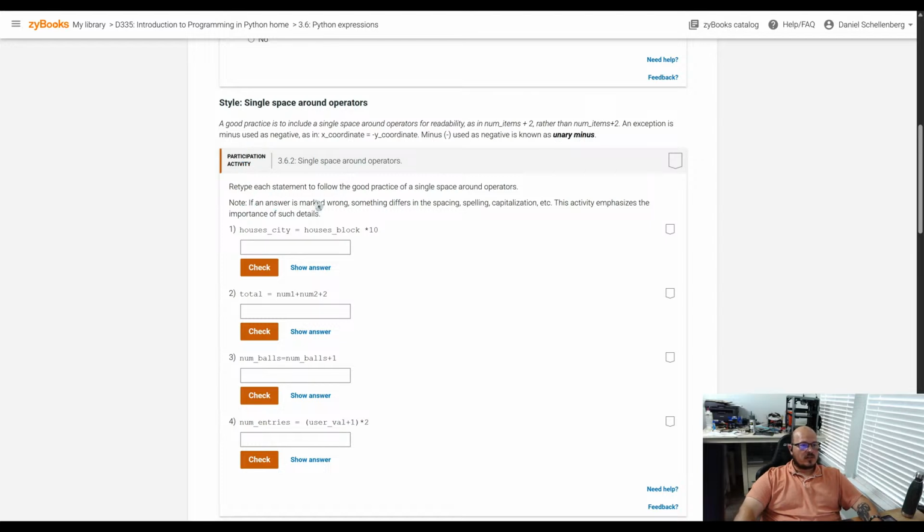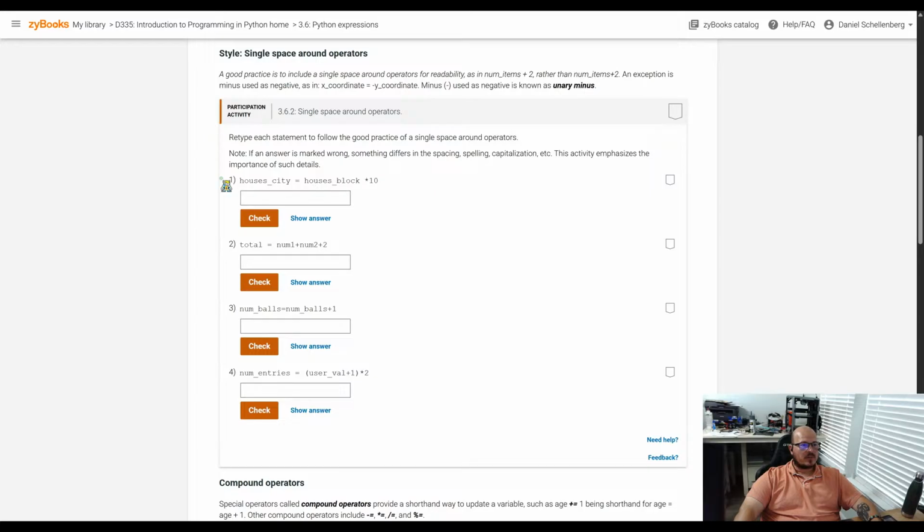Retype each statement to follow the good practice of a single spacing around operators. Note, if an answer is marked wrong, something differs in the spacing, spelling, capitalization, etc. This activity emphasizes the importance of such details. Retype the statement to follow. So it's wanting us to retype the whole thing, right?